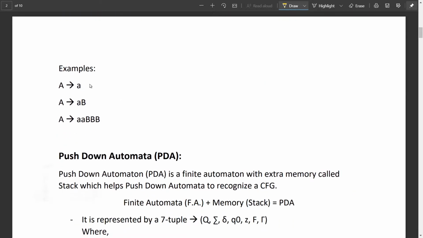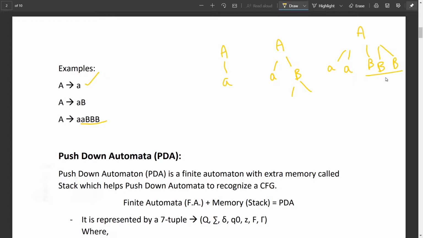I have given you a simple example that A tends to A, so this will just expand as this. A tends to AB will expand as A comma B, where B will be something, and then this will just expand as ABBB, where these will expand further, and these are the terminal symbols.